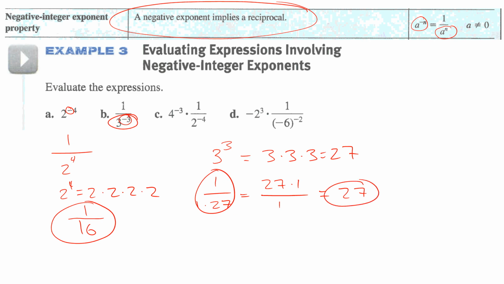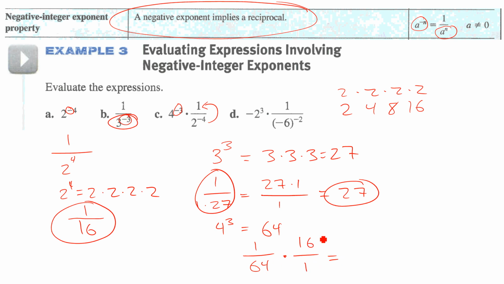Okay. So a little bit more complicated here on C. 4 to the negative 3 is 4 cubed, which is 64. But since it's a negative, we'll put it in the denominator. So 1 over 64 times 2 to the negative 4 coming from the denominator is going to go to the numerator. 2, 4, 8, 16. Right? 2 times 2 times 2 times 2. We're going to say 16 over 1. And 16 goes into 64 4 times. So the answer here is 1 over 4.